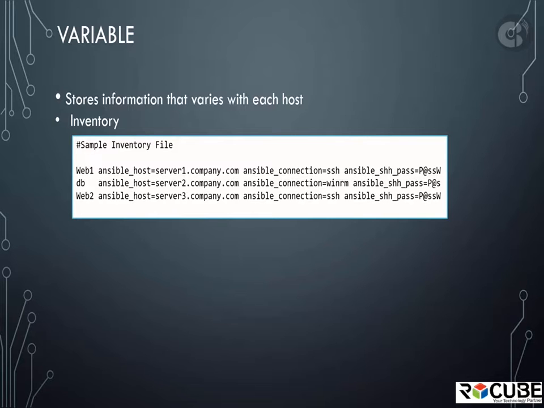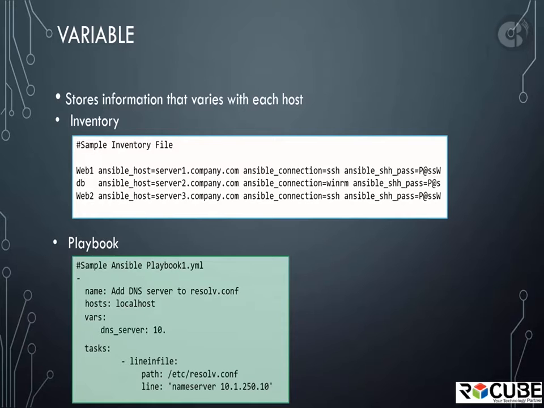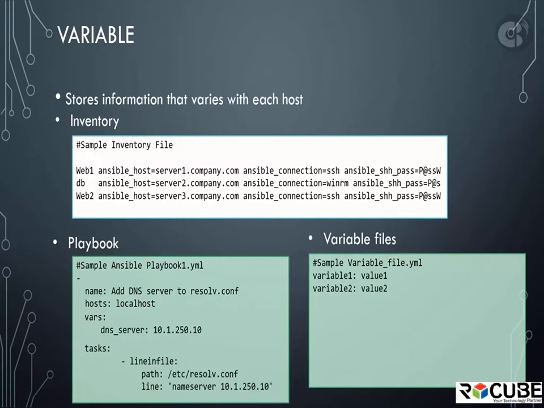We could also define variables inside a playbook. This is a playbook we created earlier to add a DNS entry into the etc/resolv.conf file. To add a variable, we could simply add a vars keyword followed by variables in a key value pair format. In this case, DNS server followed by the IP of the DNS server. We can always have variables defined in a separate file dedicated for variables. We will learn more about this later when we talk about includes and roles.